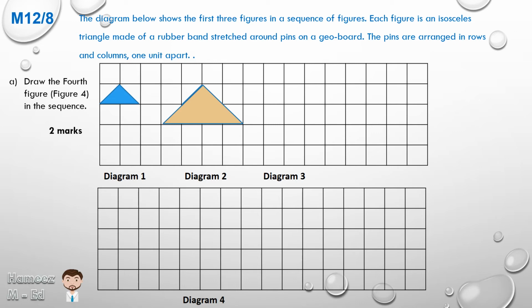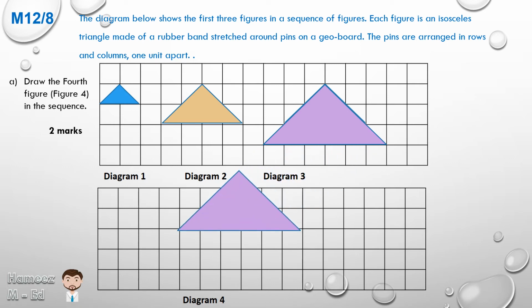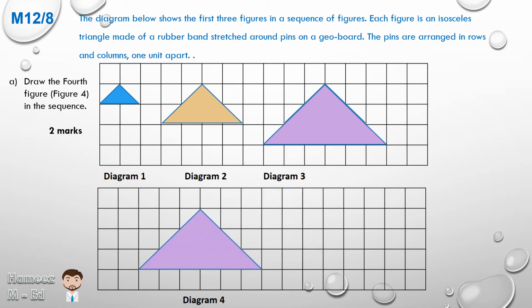By the third diagram, let's extract the second and let it expand, and we can see that the base moved from 4 units to 6 units, and the height moved from 2 to 3 units. So the progression is height moved from 1 unit to 2 to 3. So that means in diagram 4, the height has to be 4 units. And the base moved from 2 units to 4 to 6. As such, diagram 4 should be 8 units.